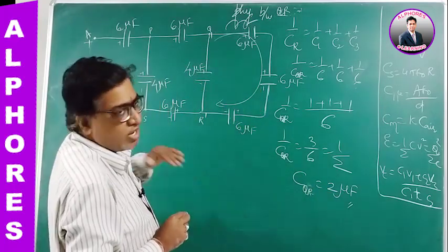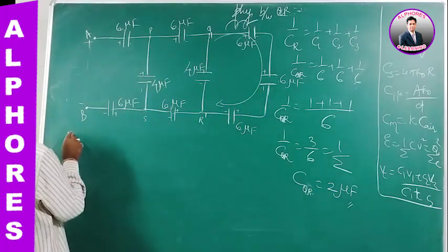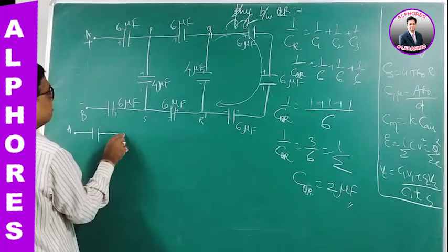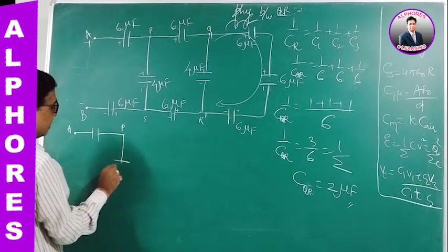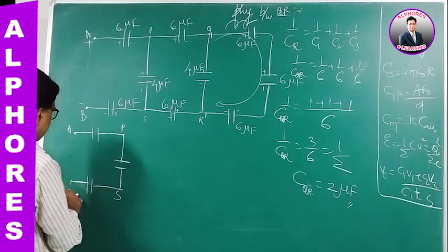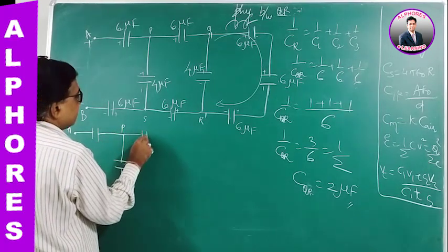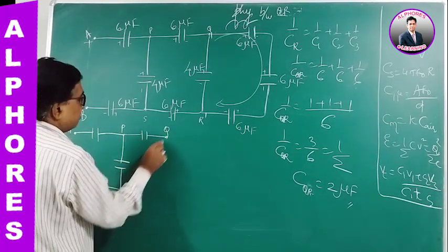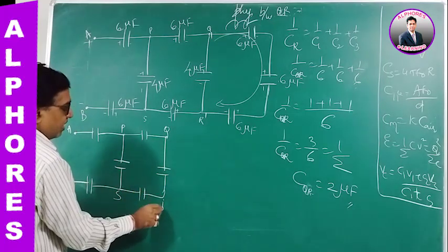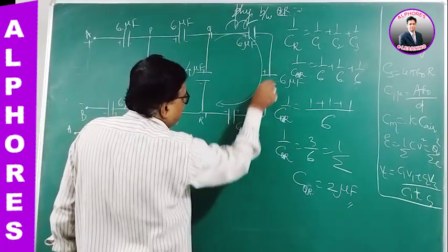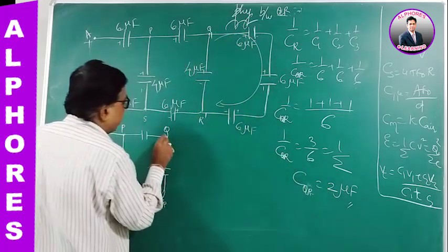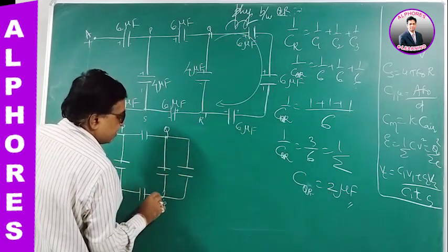Let me redraw the diagram. Take the diagram again. So this is A, this is one capacitor, this point is P, this is another capacitor like this, this is S, this is B. Well, this is another capacitor, this is Q, like this, Q and R. Now these three together are equivalent to one capacitor, that is 2 microfarad.